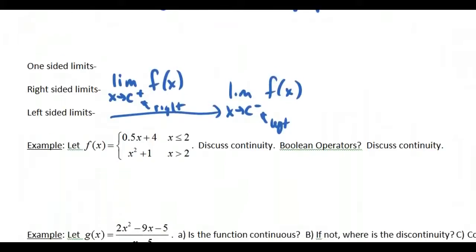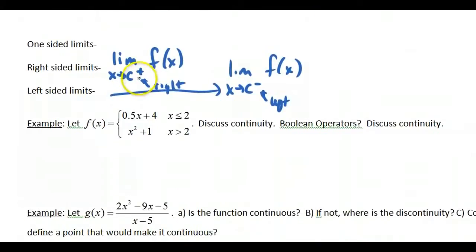So if the overall limit exists, remember that the limit from the right has to equal the limit from the left. So if I have a piecewise function here, let's talk about this. To be continuous, these things have to link up. In order to link up, the left-sided limit has to equal the right. If they're not the same value, then they will not link up.